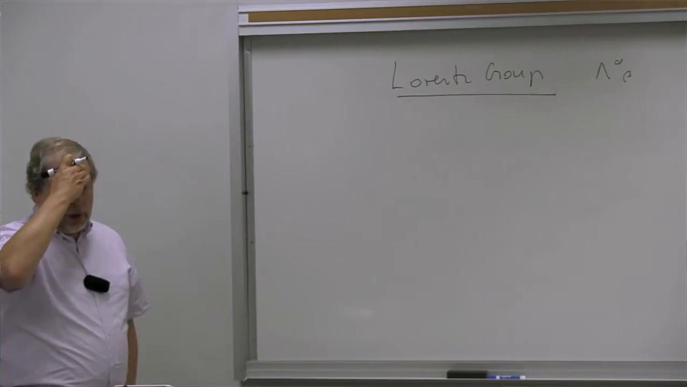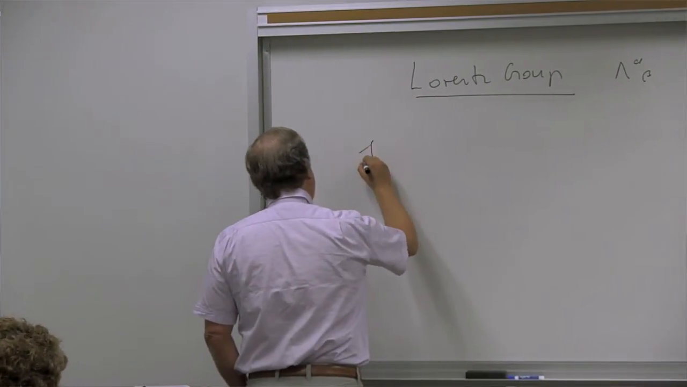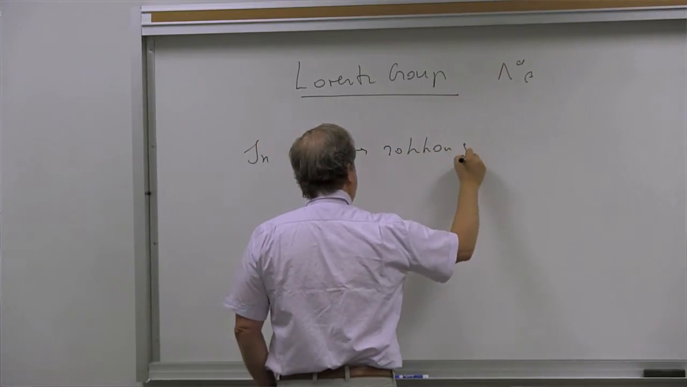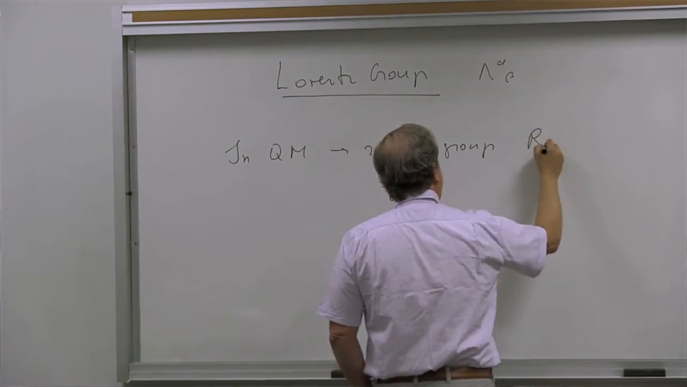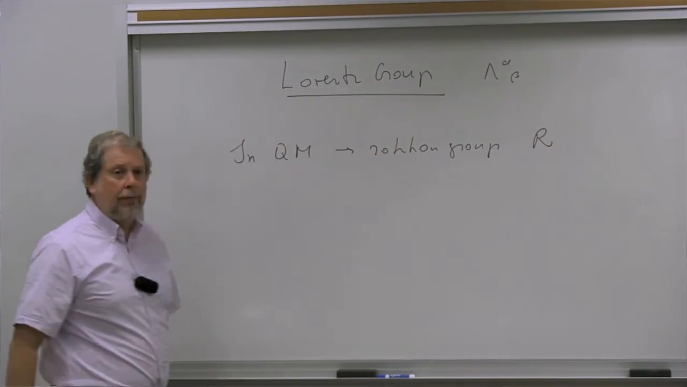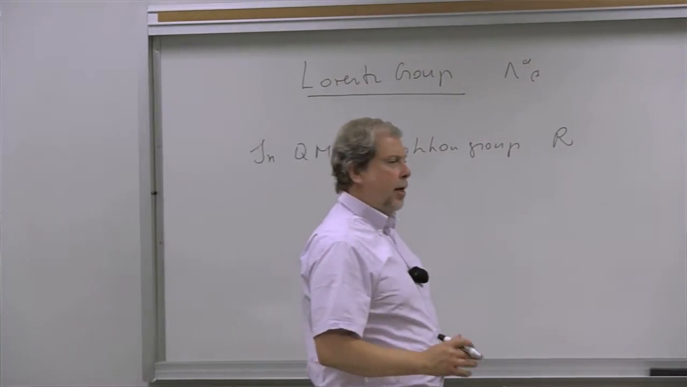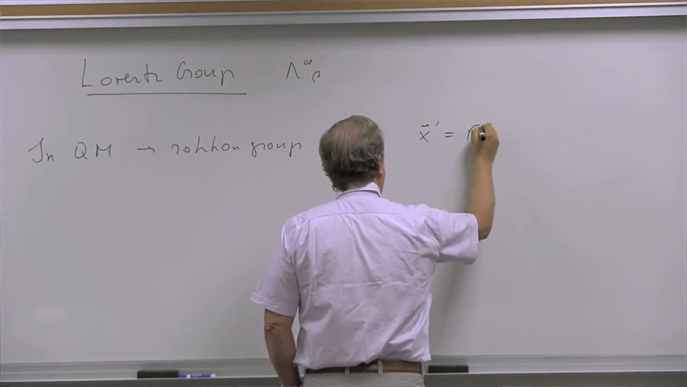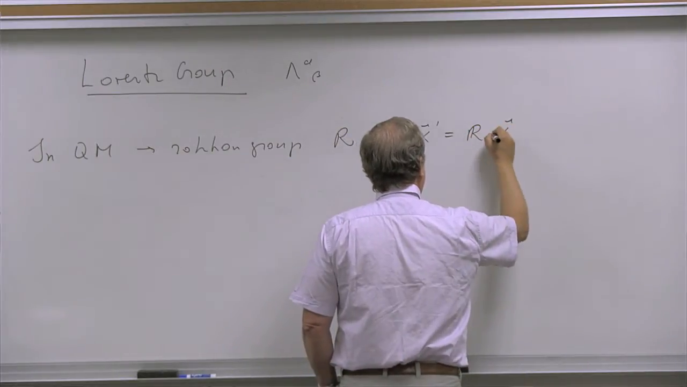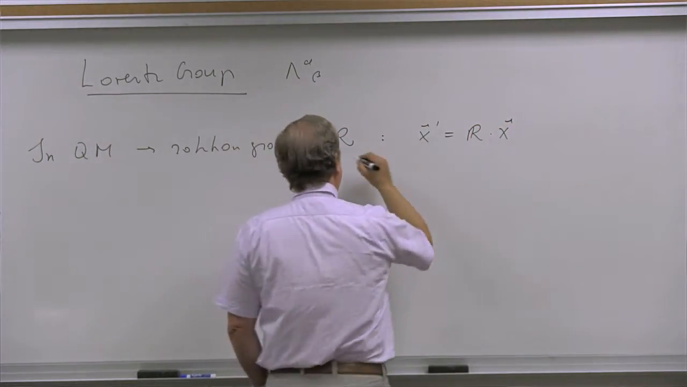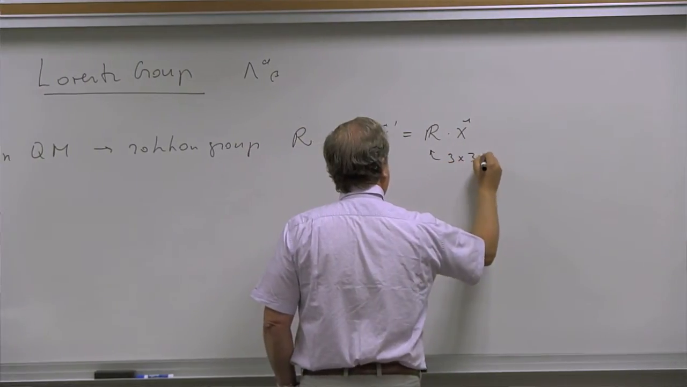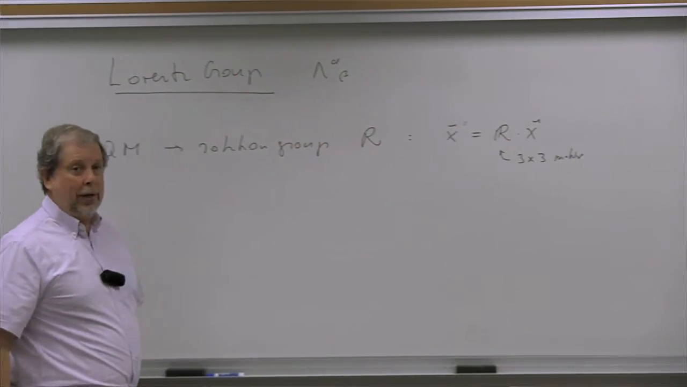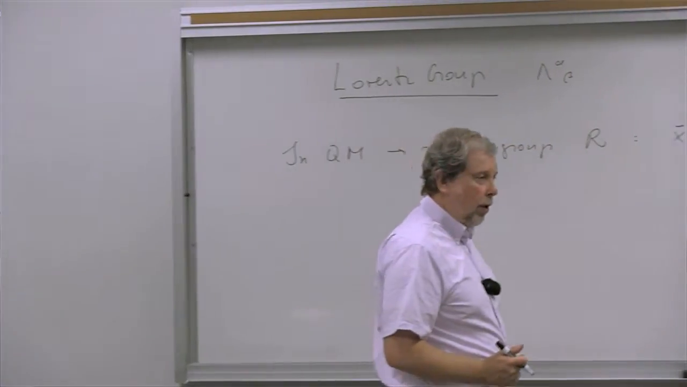And now we do discuss in quantum mechanics the rotation group R, the group of rotations in 3-dimensional Euclidean space. So the rotation group goes from a vector x to a vector x prime, which is R times x, where this is a 3x3 matrix. And you can describe this rotation, for example, in terms of Euler angles.